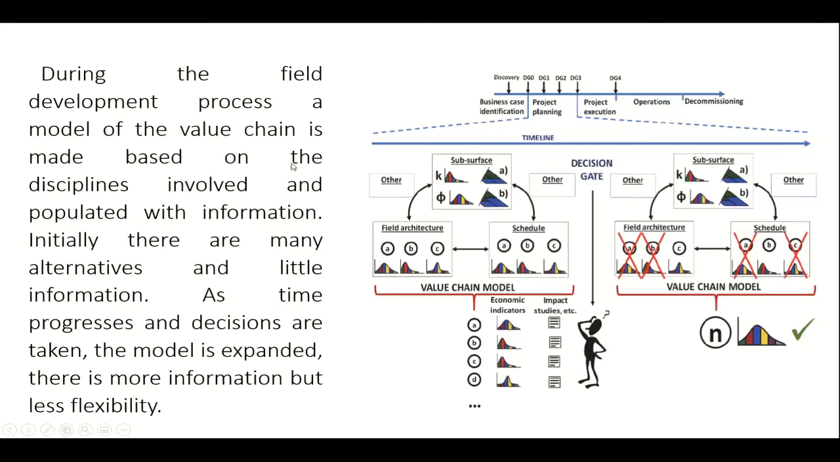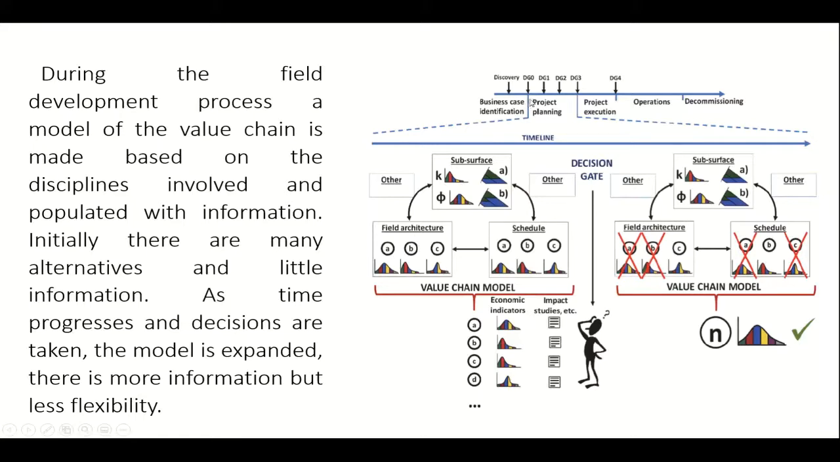And this value chain model has most of the disciplines that are involved in field development. Here I have listed just a few, like the subsurface. This will be the reservoir engineer, geologist, geophysicist. Then you have some others that are in charge of the architecture, the subsea system, the marine environment. Then you have someone that is more in charge of the scheduling, the project management. And then you have some other people that are in charge of the economy, cost estimation, topside process, etc.